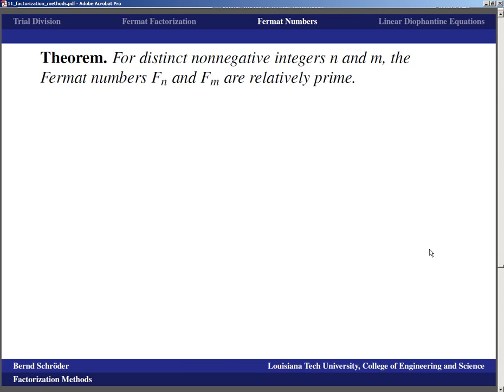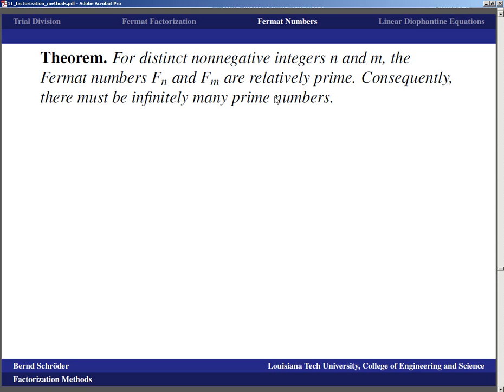For distinct non-negative integers, the Fermat numbers fn and fm are relatively prime, and consequently that means, again, there must be infinitely many prime numbers, so this is another way to prove that there are infinitely many prime numbers, and we in fact now also have an infinite sequence of numbers that are relatively prime here.